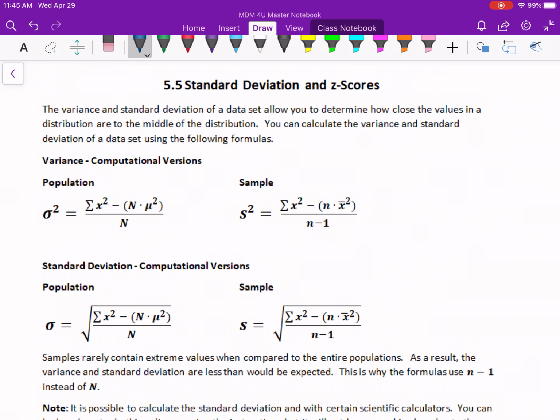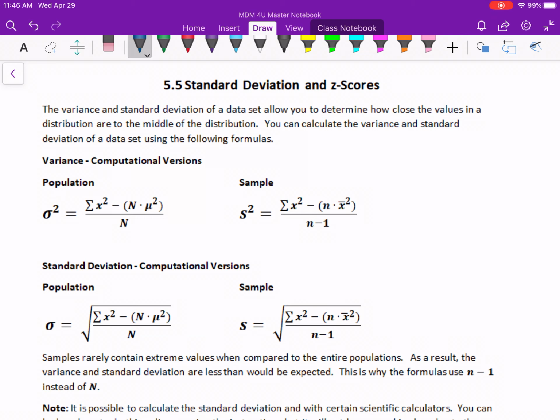In this lesson, we're going to look at another measure of spread for one variable statistics. This one is called, well, actually two, but they're tied together: standard deviation and variance. They're very similar, and they both will tell us how spread out the data in a data set are.